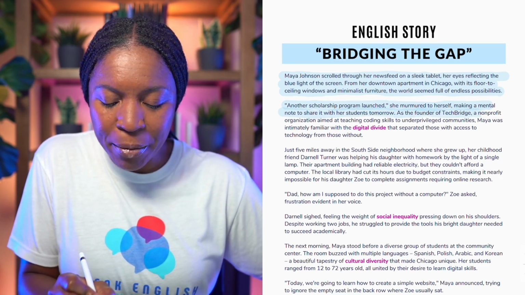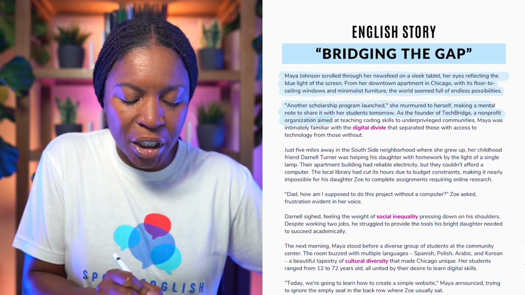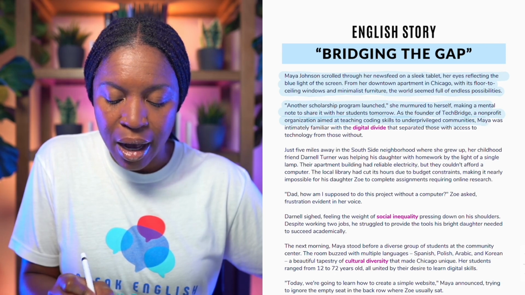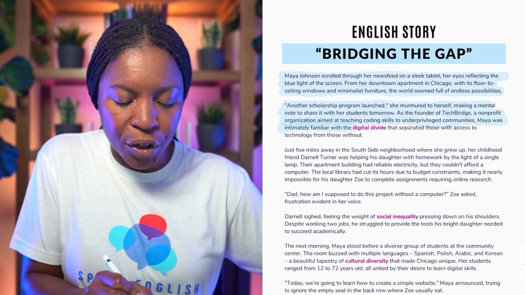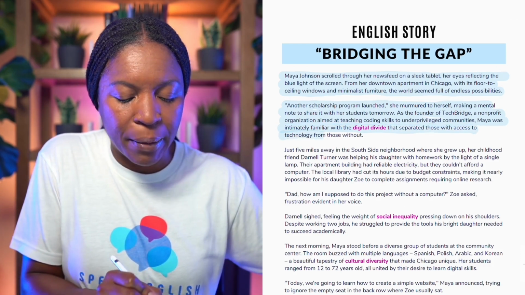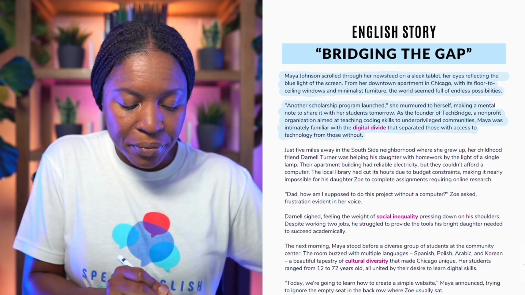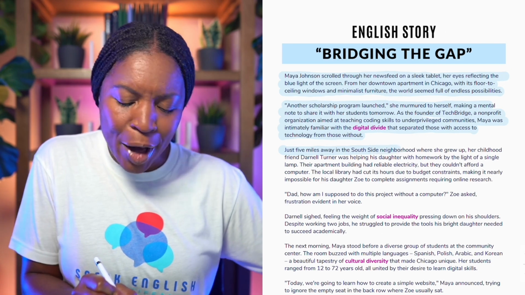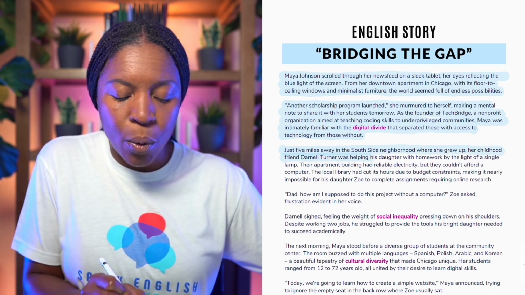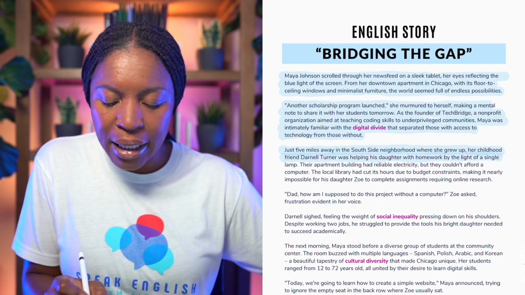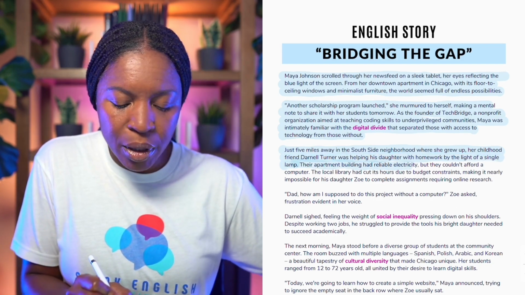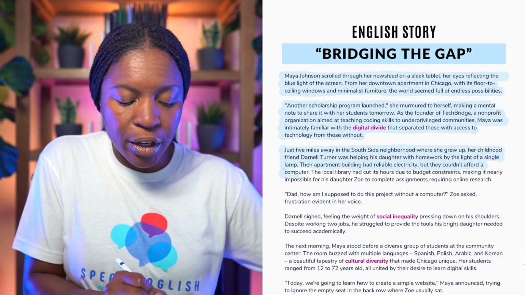As the founder of TechBridge, a nonprofit organization aimed at teaching coding skills to underprivileged communities, Maya was intimately familiar with the digital divide that separated those with access to technology from those without. Just 5 miles away in the South Side neighborhood where she grew up, her childhood friend Darnell Turner was helping his daughter with homework by the light of a single lamp. Their apartment building had reliable electricity, but they couldn't afford a computer.